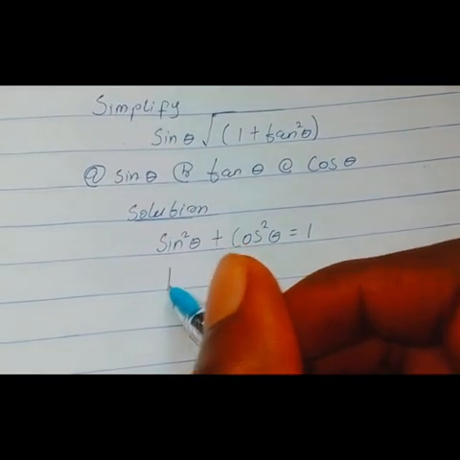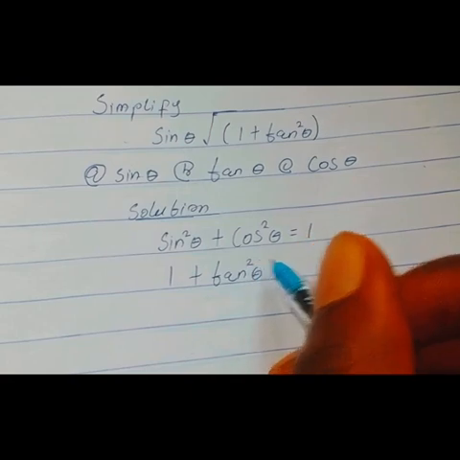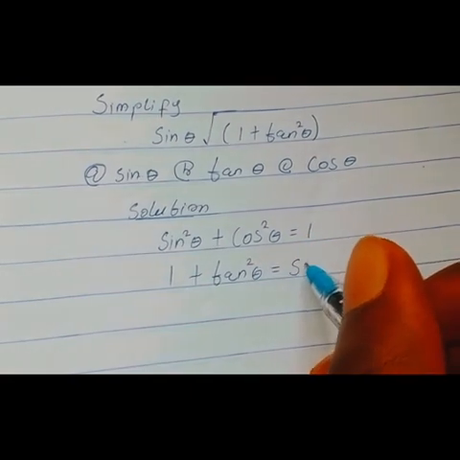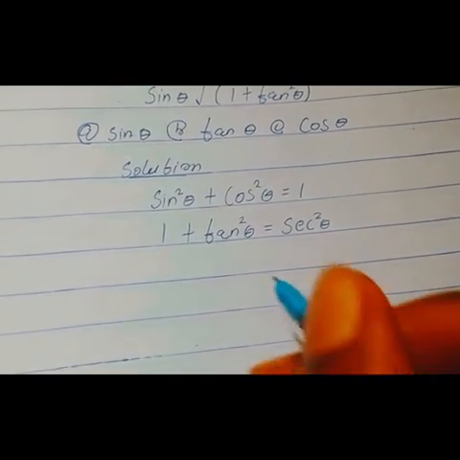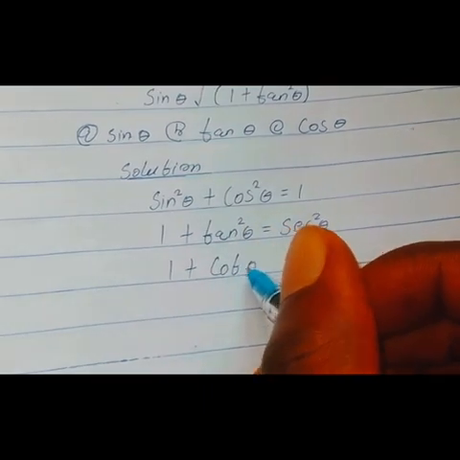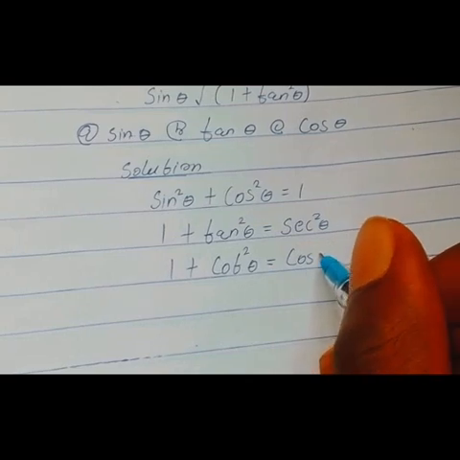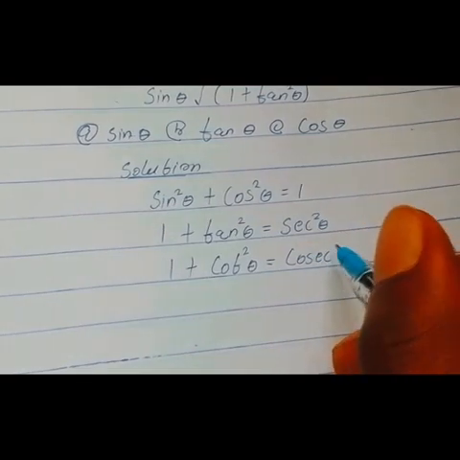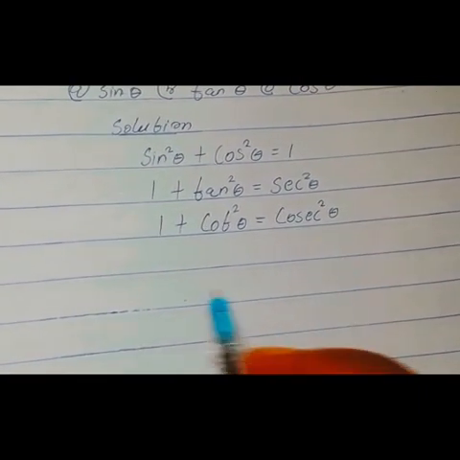The second one says 1 plus tan theta squared equals sec theta squared. That's the second one. And the third one says 1 plus cot theta squared equals cosec theta squared. Alright. Now look at it. That's the three parts. Now look at this.